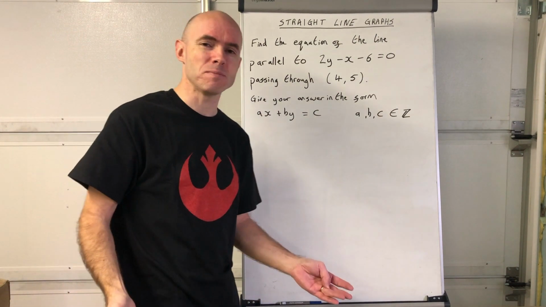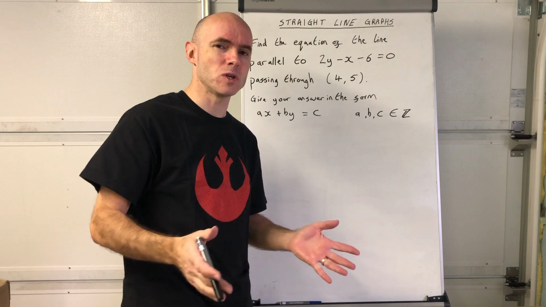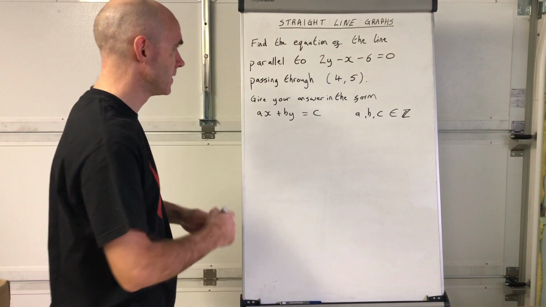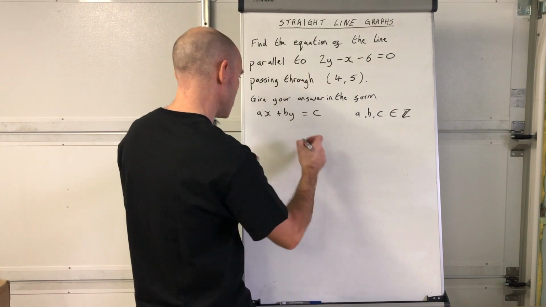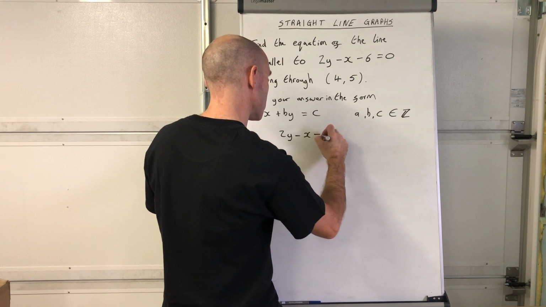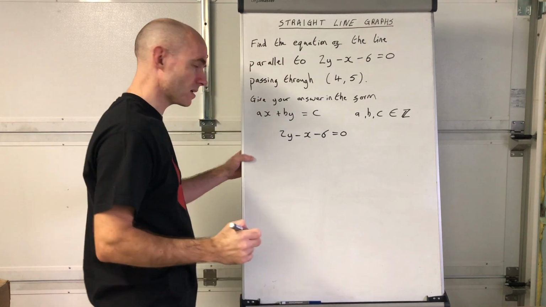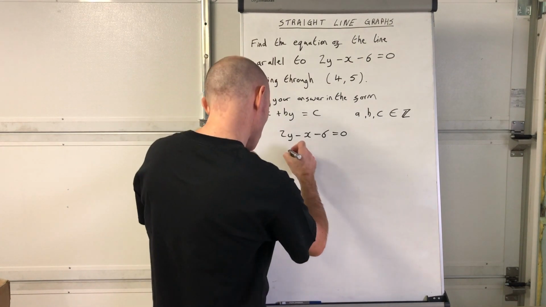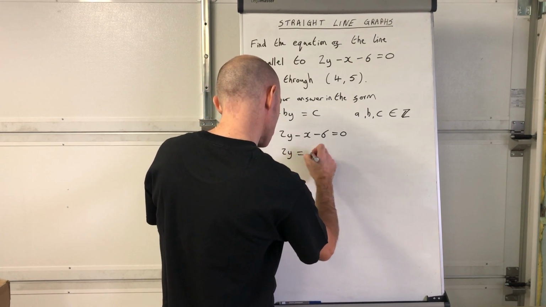Notice there's a theme here. Pretty much every question that you'll do involving straight lines starts with finding out a gradient to it. Okay. So we'll work out the gradient of this. So what I'm going to do is I'm going to write down the equation again, 2y minus x minus 6 equals 0. And what I want to do is make it into the form y equals mx plus c. Why do I want to do that? Because then that will tell me what the gradient is.